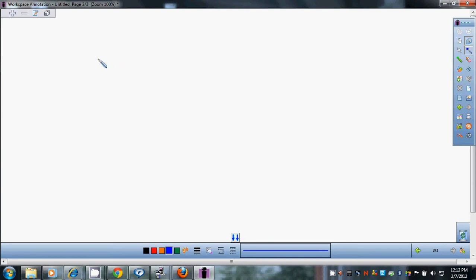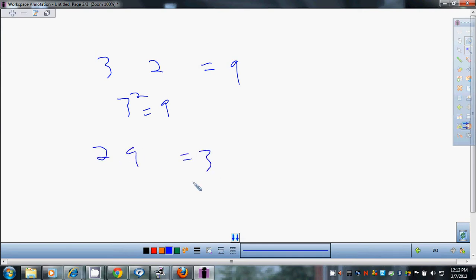Going to tell me, how can I put 3 and 2 together? In what math way can I put 3 and 2 together to get 9? Somebody tell me. Raise your hand. Josh. 3 to the second. Very good. 3 to the second gets you 9. Kudos. What is a way that I could put 2 and 9 together to get 3? Any math way you want to do.